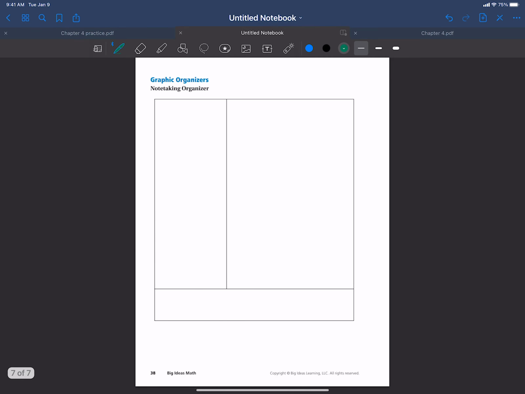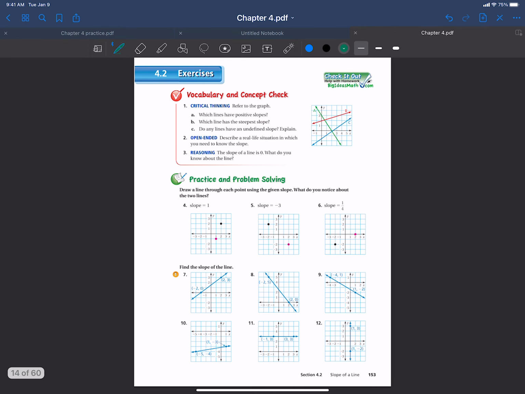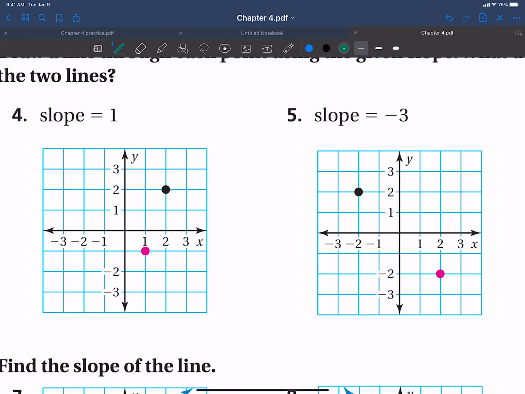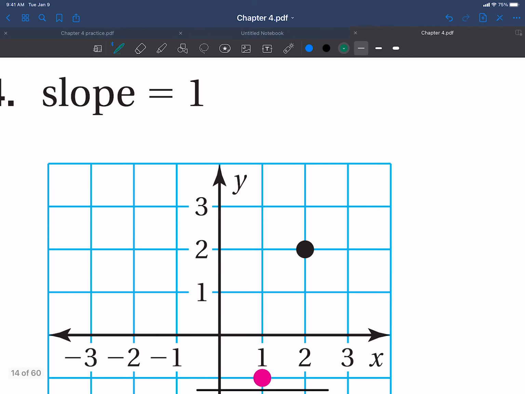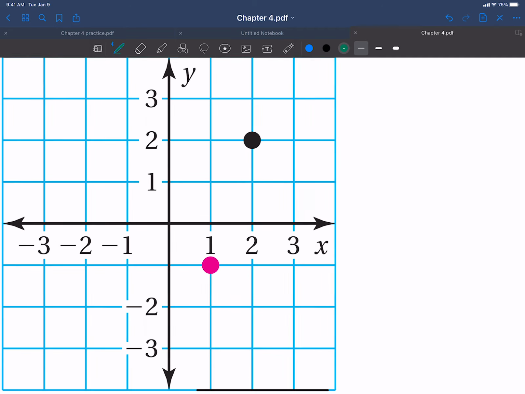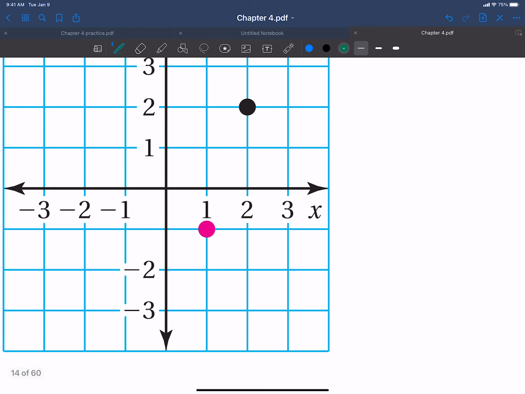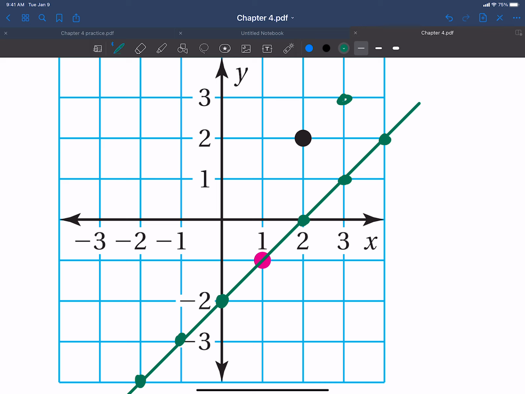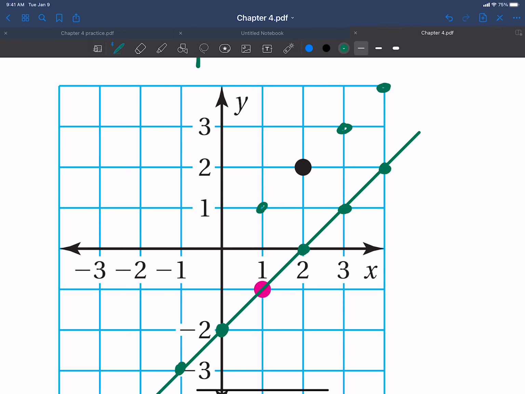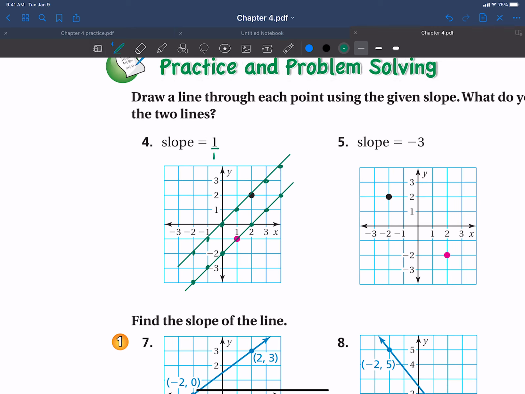So what I mean by that is look over at these questions, 4, 5, and 6. It says, see these 2 points? Give them the same slope of 1 over 1 and see what happens. So let's start at the pink. Up 1 over 1, up 1 over 1, up 1 over 1, or I could go down 1, back 1, down 1, back 1, down 1, back 1. If I were to draw a line through there, and then do the same with the black: up 1 over 1, up 1 over 1, or down 1, back 1, down 1, back 1, and so on and so forth. If I were to draw a line through those, they would be parallel.